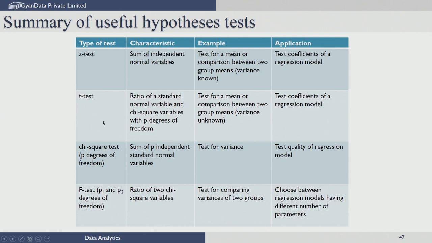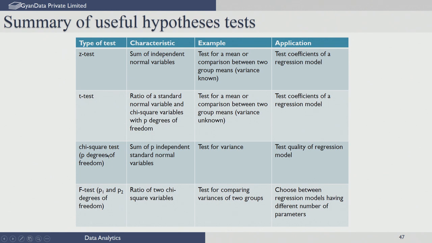0 or not. Now, the t-test on the other hand is also used for a test of the mean or a comparison between two group means, but in this case the population variance is not known. So, we use the sample variance for normalization and that gives rise to a t-test. Here also, whenever we test the coefficients of the regression model, under the assumption that the standard deviation of the errors that corrupt the observations is unknown, we use the t-test to test whether the coefficient of a regression model is equal to 0 or not.